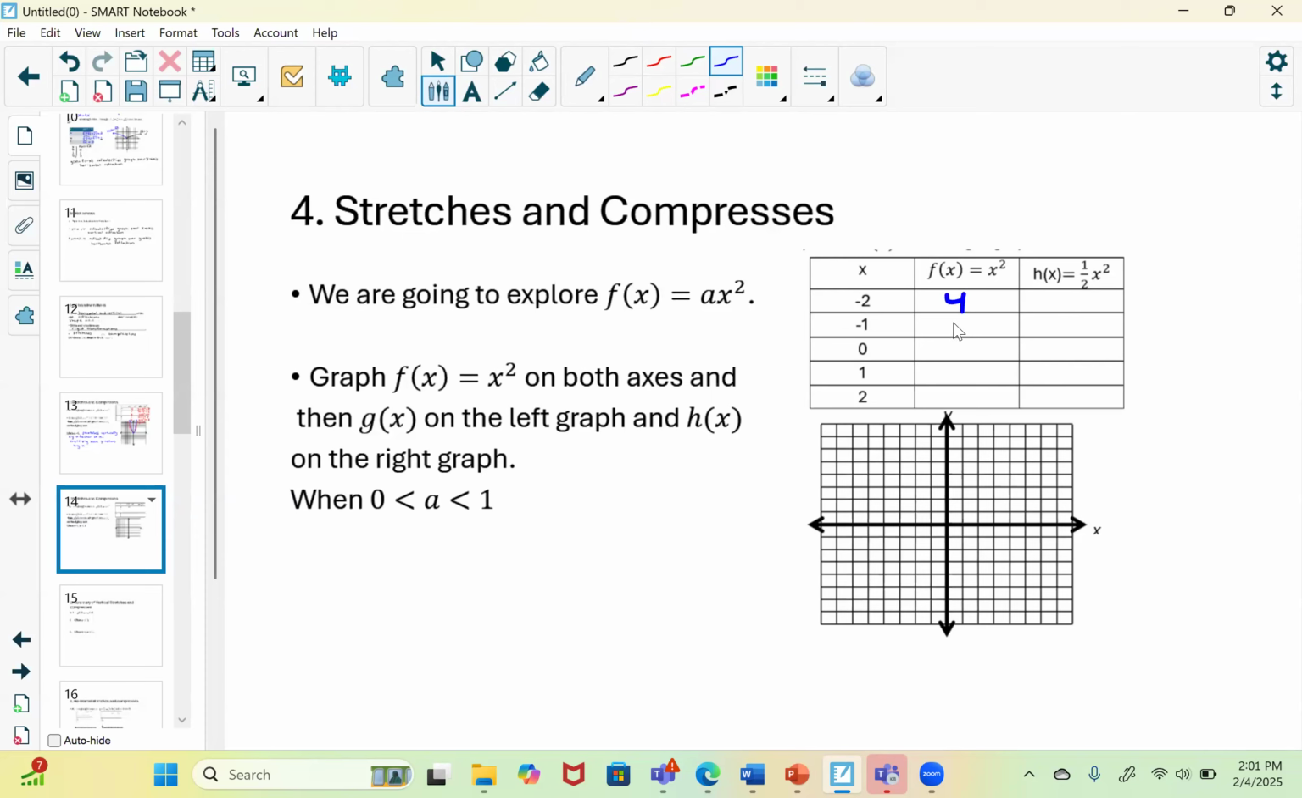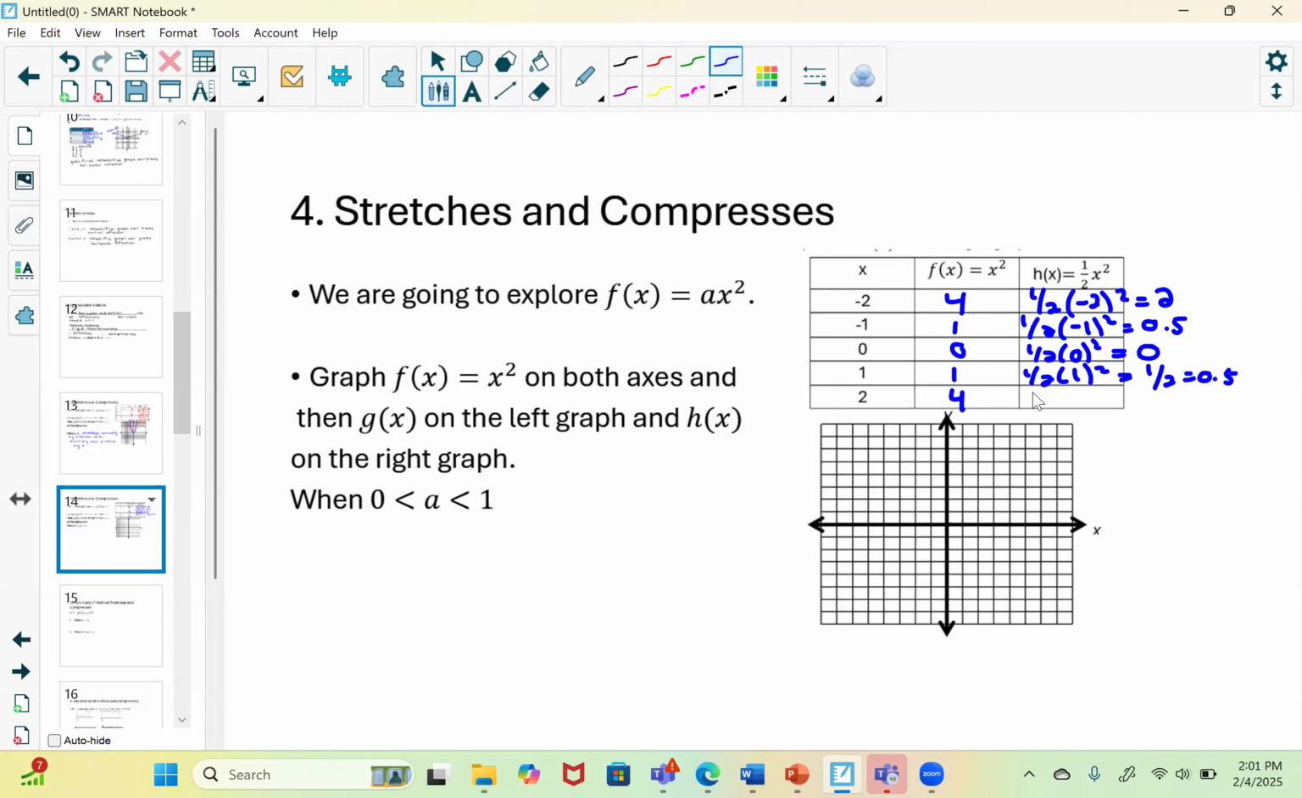So again, I'm going to quickly plug in X squared because it's the same as we've been doing. But now I'm going to do 1/2. So again, I'm going to do 1/2 times like -2 squared. And -2 squared is just what we get here, 4. So we're going to do 1/2 times 4, which is 2. 1/2 times -1 squared, which is 1 times 1/2, which is 1/2 or 0.5. Again, 0 squared is 0, and anything times 0 is 0. And then if I plug in 1, I again get 1/2 or 0.5.